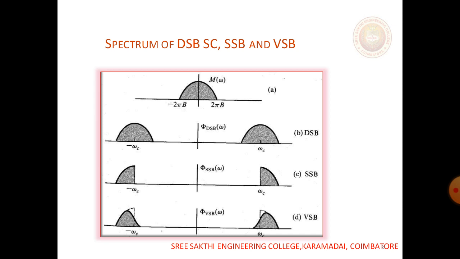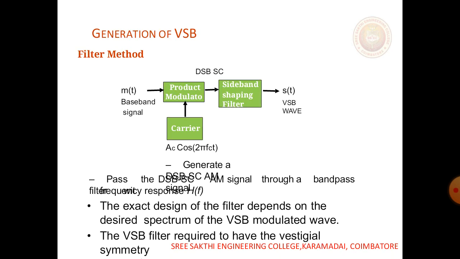You can visualize each method in detail in this graph. First is your actual signal, and in double sideband suppressed carrier you suppress the carrier, but you still get two sidebands as usual. In SSB, you get only one sideband, either lower or upper. But in vestigial sideband, we have one sideband as it is, and we take out a part of the other sideband and transmit it. This is how we generate the VSB.